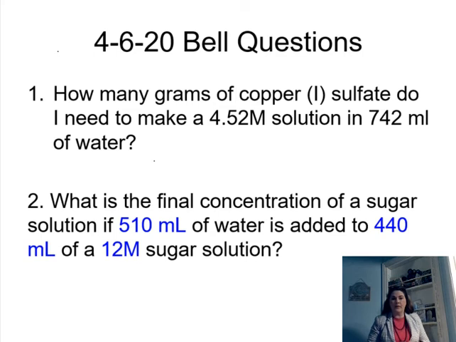These are the two types of equations that you'll see in this solutions unit. Now, the first thing that I want you to do is to tell me how many grams of copper 1 sulfate I would need to make a 4.52 molar solution in 742 milliliters of water. The next thing I need to know is the final concentration of a sugar solution if I add 510 milliliters of water to 440 milliliters of 12 molar solution.